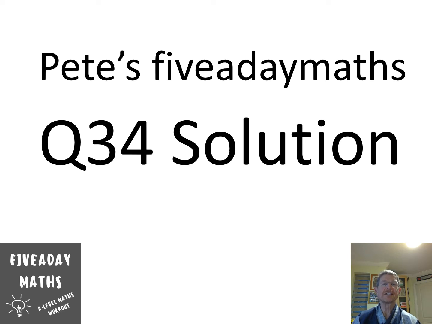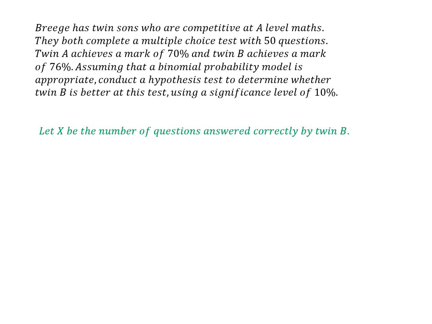So, question 34, we've got the two boys arguing over who's best at maths. Let's see if one is better than the other. So the first thing that I've done here is to define the random variable that we're using. That is x, and I'm calling x the number of questions that twin B answers correctly.